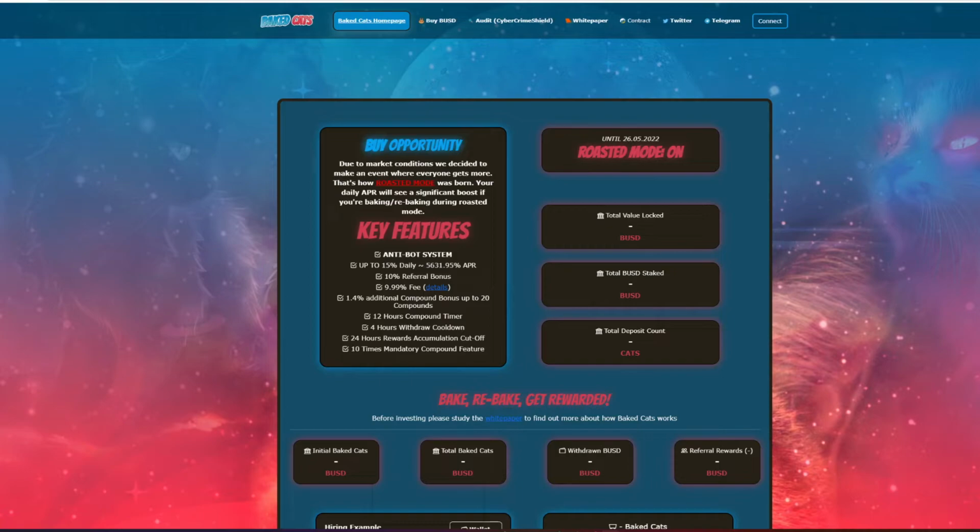Okay, so here's some information from the devs directly that I want to read out. Hello Cat, we hear you. You want more Baked Cat at a higher ROI, and you want it now. So without further ado, let me introduce to you our latest feature, Roasted Mode. When we activate the Roasted Mode, your cat will be baked in overdrive mode to roast your daily earnings and increase production to levels you couldn't even imagine. Your daily APR will see a significant boost.